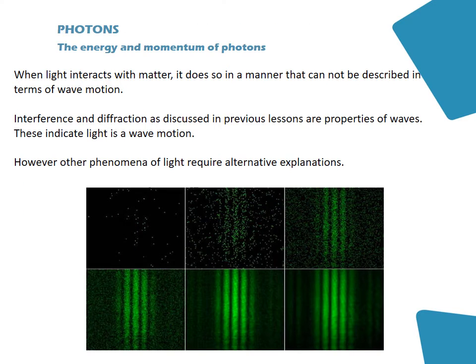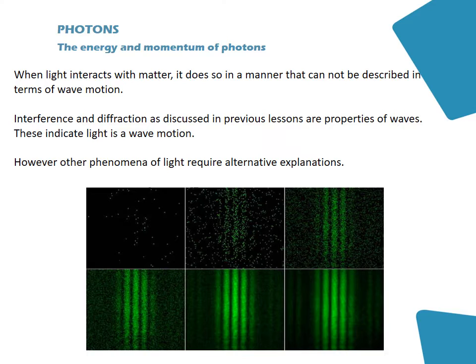So the first thing we're going to have a look at today is what is a photon? Now, when light interacts with matter, it does so in a manner that cannot be described in terms of wave motion. And up until now, when we've been looking at light and talking about how it interferes and interacts, we've described it as a wave.